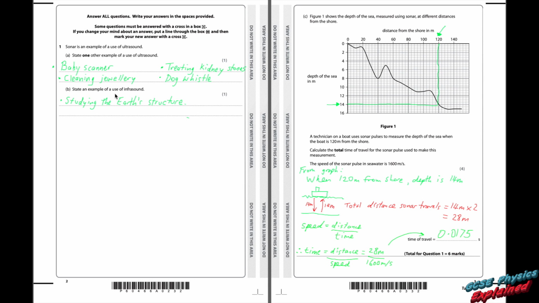Part B, state an example of a use of infrasound. The main one is studying the Earth's structure, all to do with seismic waves.